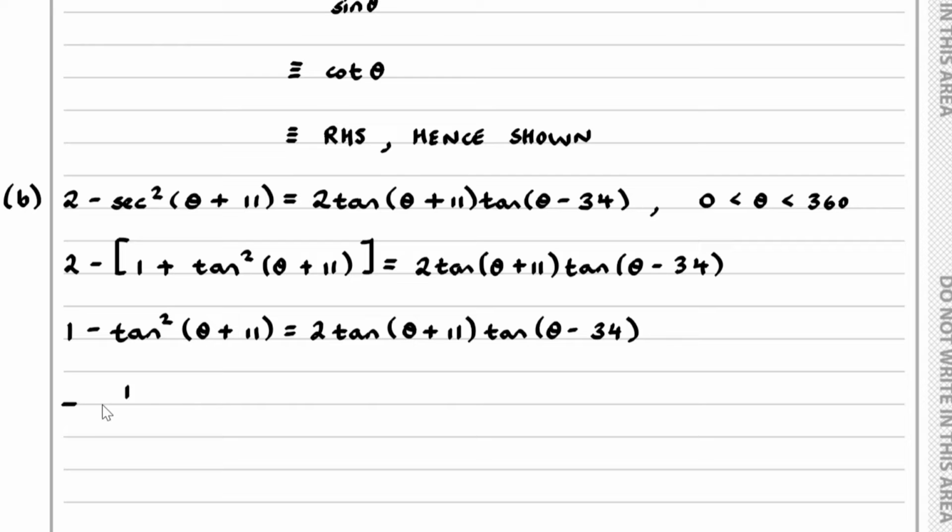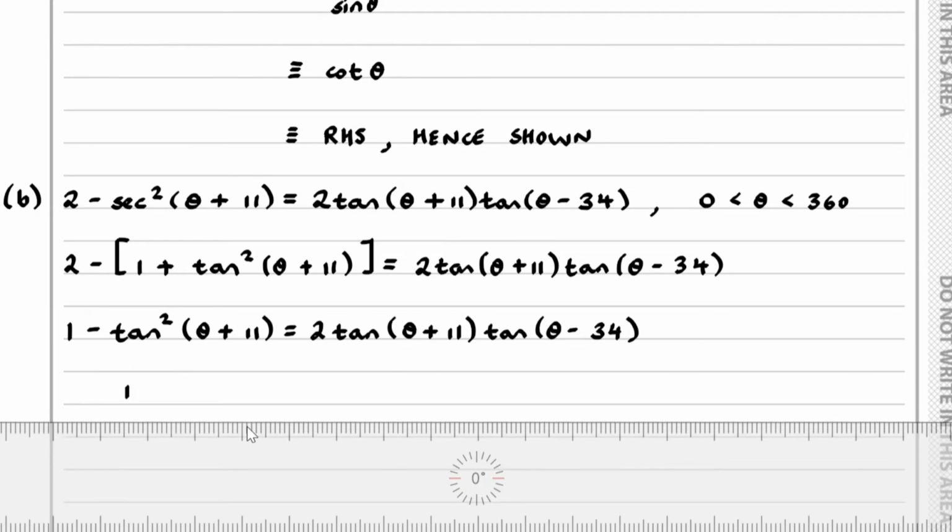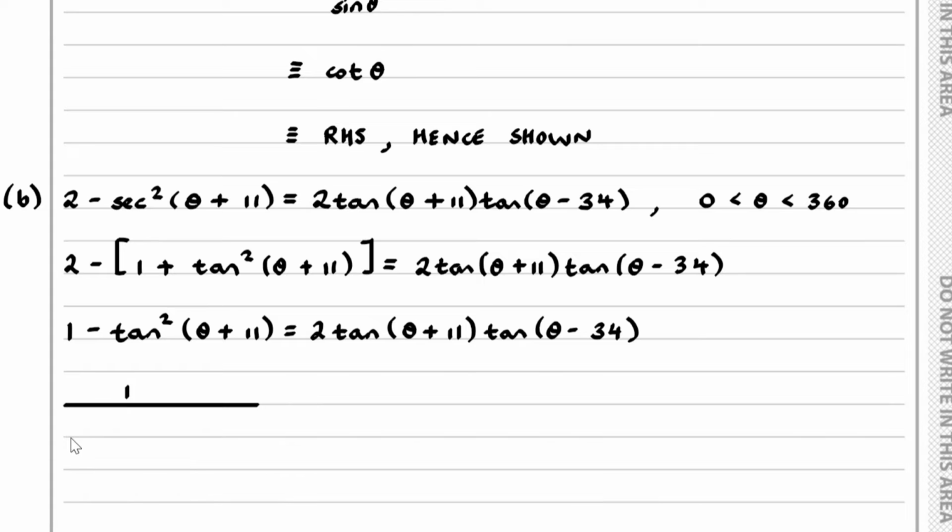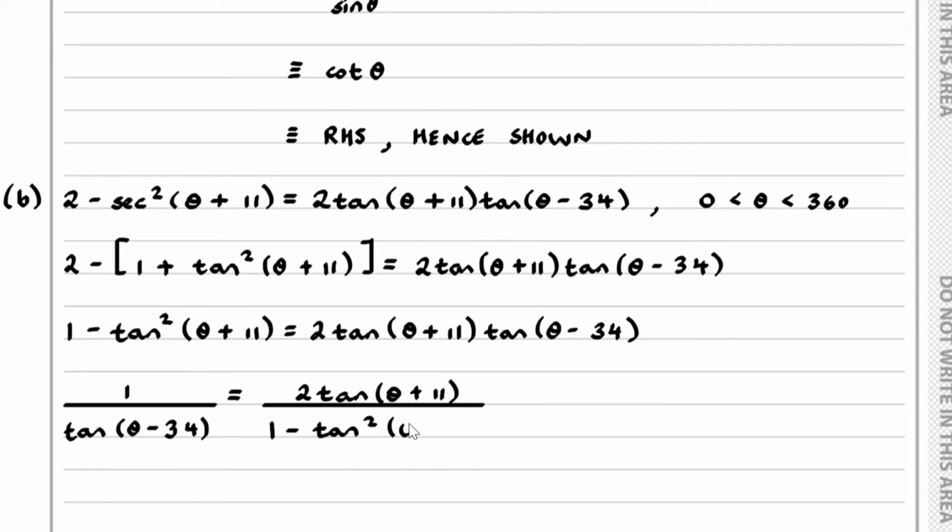1 divided by tan of theta minus 34 equaling, now here we would have 2 times by the tangent of theta plus 11 divided by 1 minus tan squared of theta plus 11.